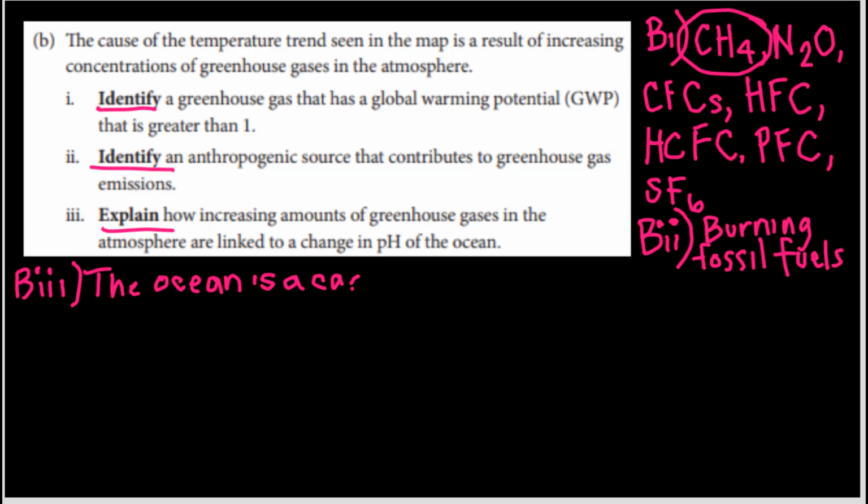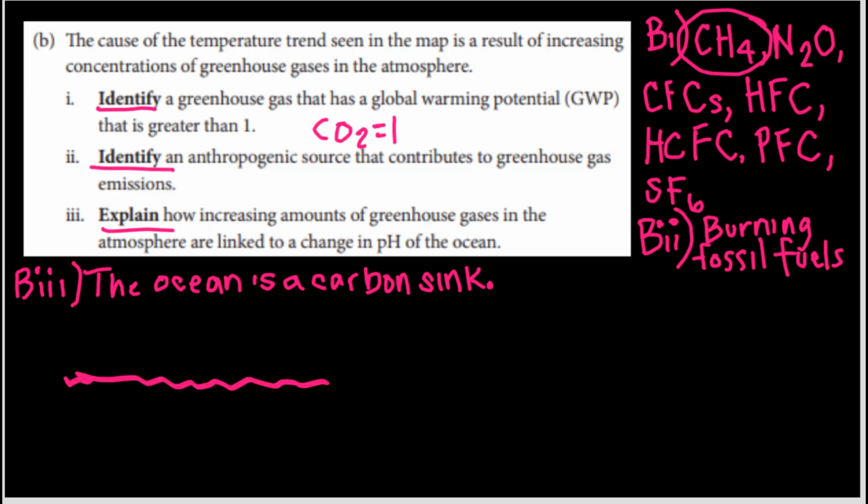What that means is when we have extra carbon in the atmosphere, most of these, you see, have carbon in them, the things in B1, and also carbon dioxide, which has a global warming potential equal to 1, and is the one that we talk about the most. So the ocean is a carbon sink. That means that when there's extra carbon in the atmosphere, namely carbon dioxide, the ocean or the forest, the carbon sinks, will absorb that.